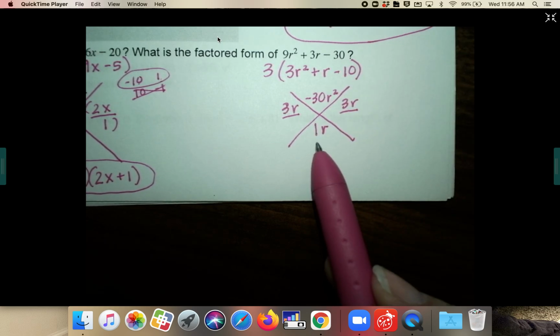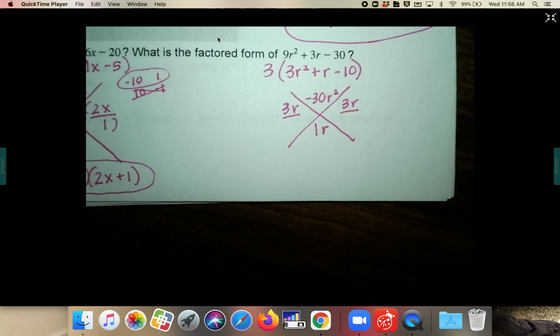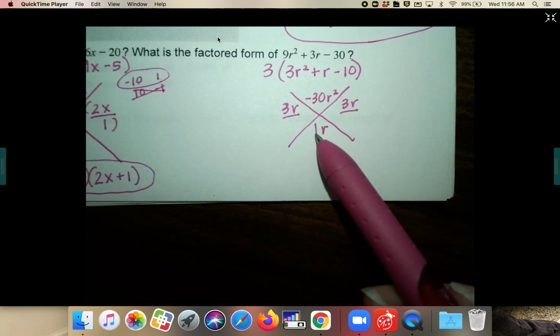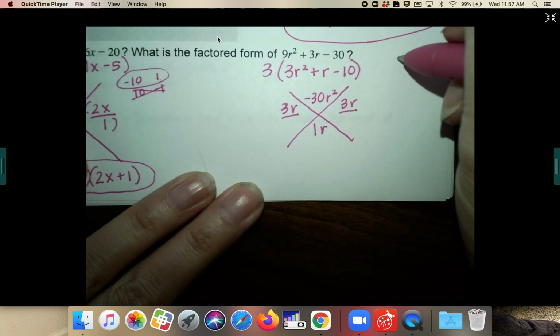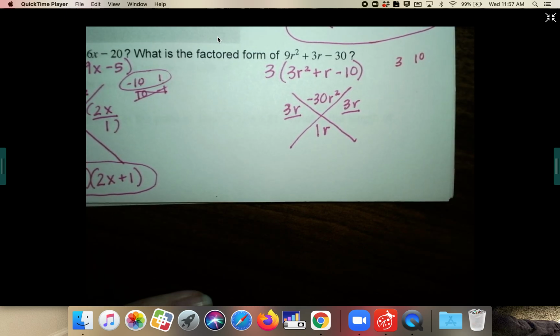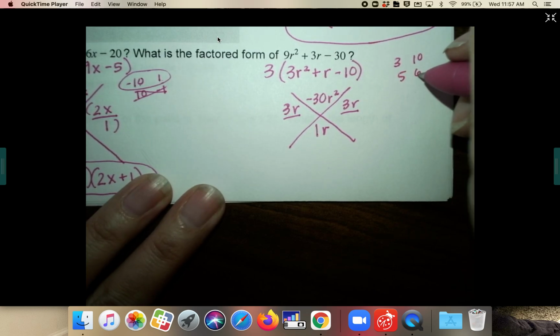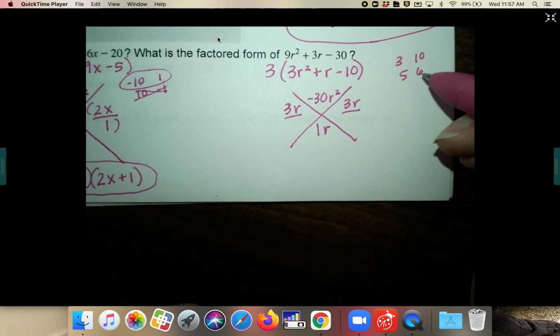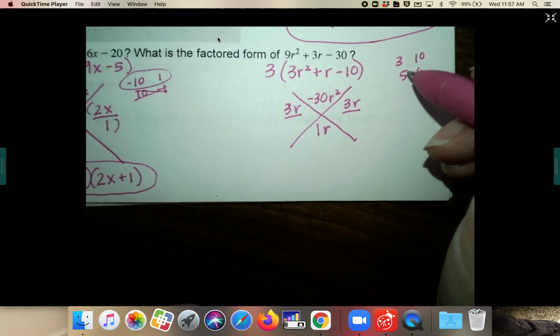Okay, let me give you a hint. Anytime you're adding to get 1, it's going to be numbers that are right next to each other, like 5 and 6, 7 and 8, 9 and 10, because those you could easily subtract and they're only 1 apart from each other. So if you're thinking of 30, it's not going to be like 3 and 10, because those are not 1 apart. But 5 and 6 are definitely 1 number apart. So 5 times 6 is 30, and 6 minus 5 is 1.